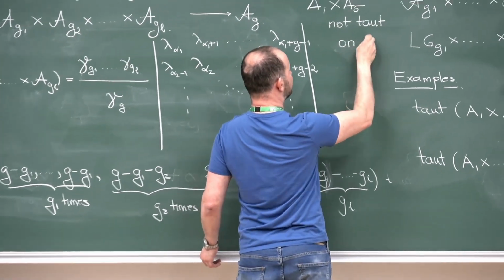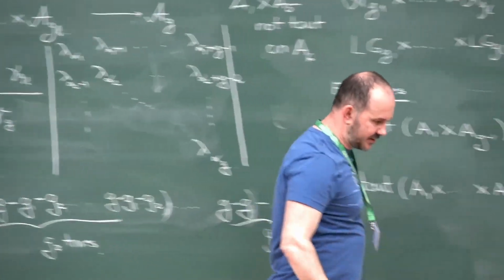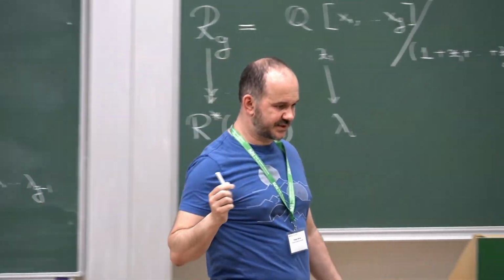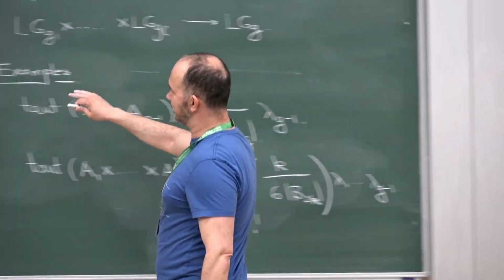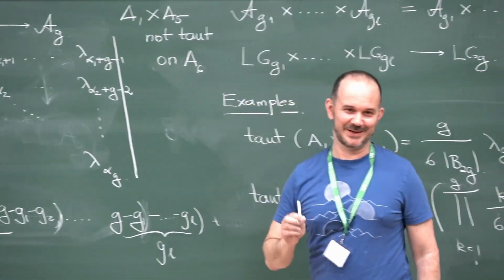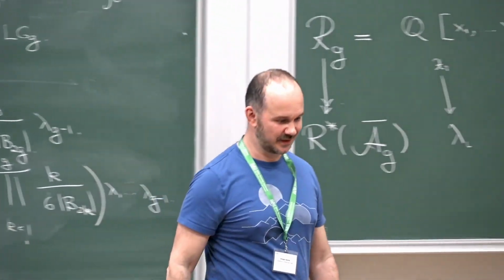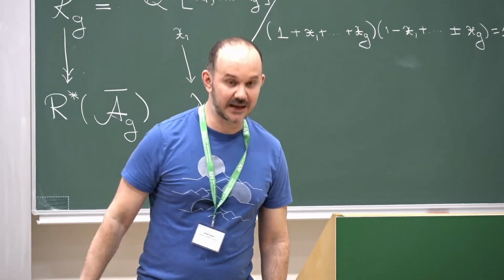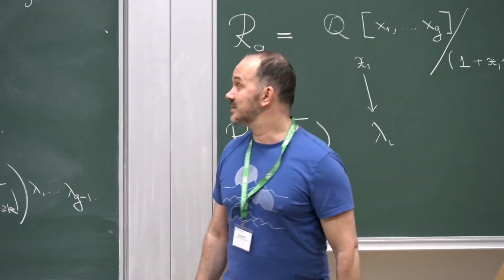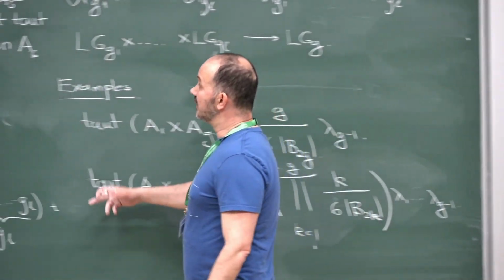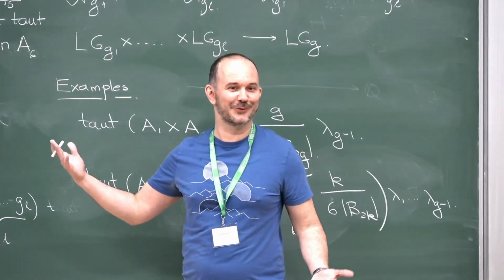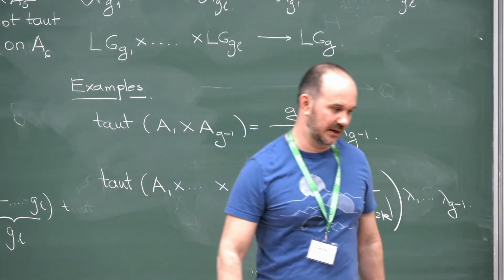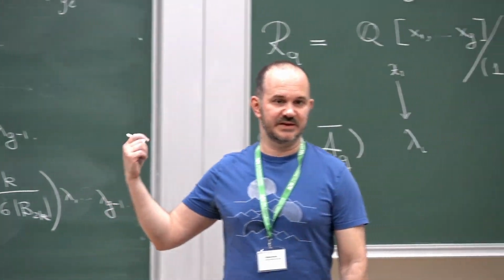on A6. This is work that I did with Sam Canning and Rahul, and we managed to prove that A1 times A5 is not tautological on A6. We did hard work to actually prove this. This is a very difficult class to understand. But I suspect that most of these are not going to be tautological. They don't look tautological, so why would they be? So in general, I suspect that most of these will not be.